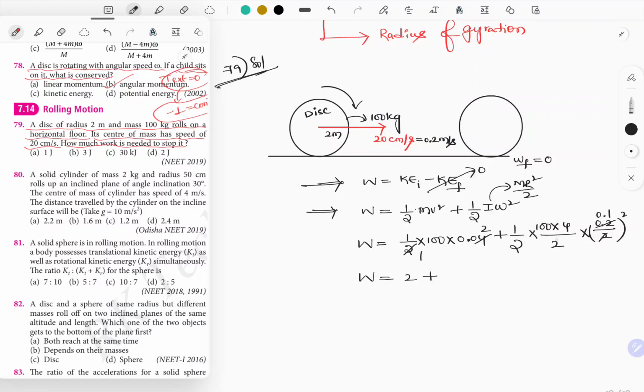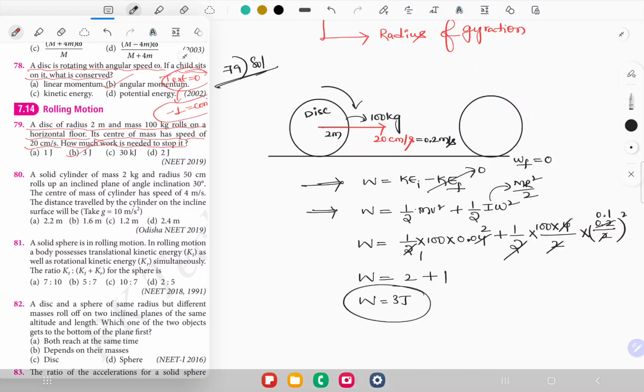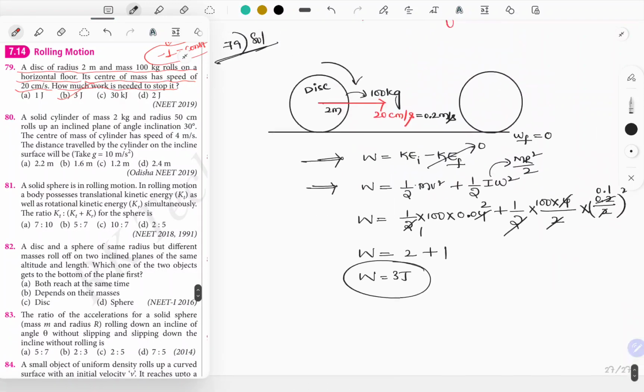Plus this 4 will get cancelled out. 100 into 0.01 is going to be 1. So total work required is 3 joules. This is the answer. Which option matches? Option B is correct. Let's solve the second question.